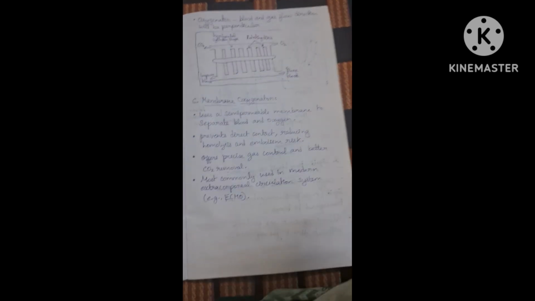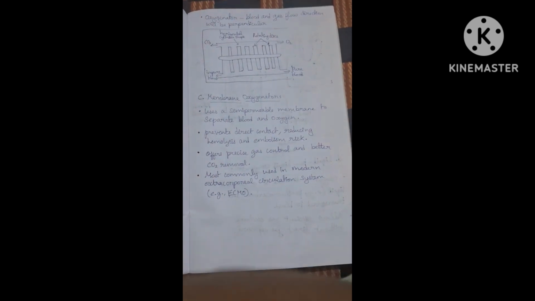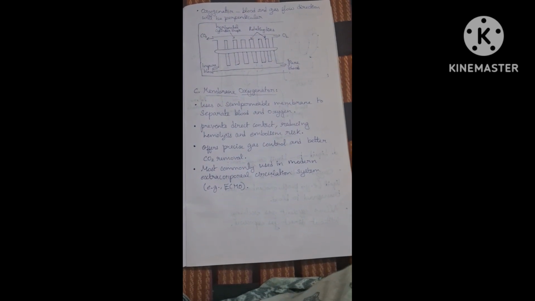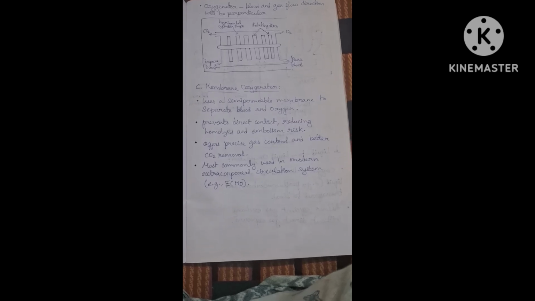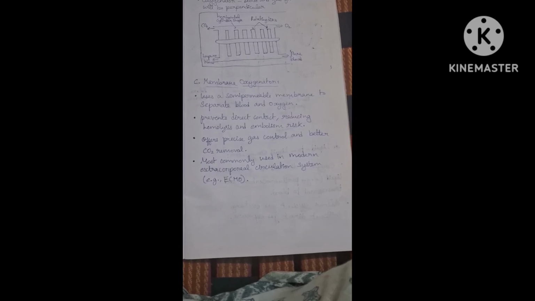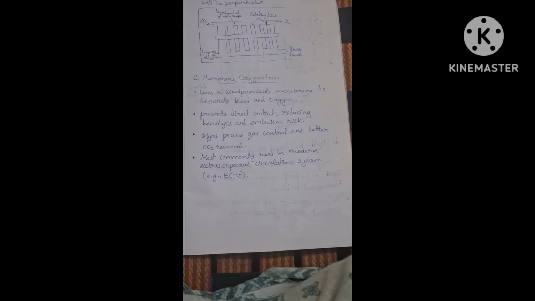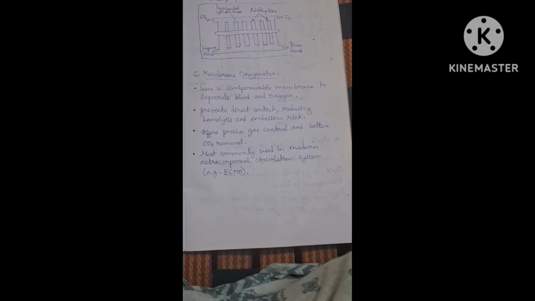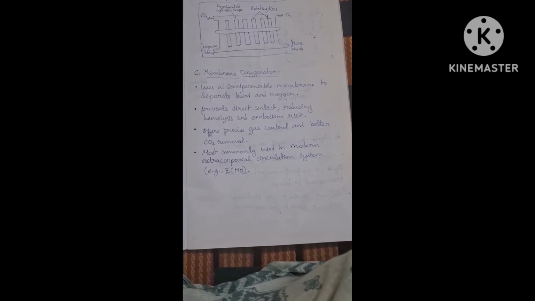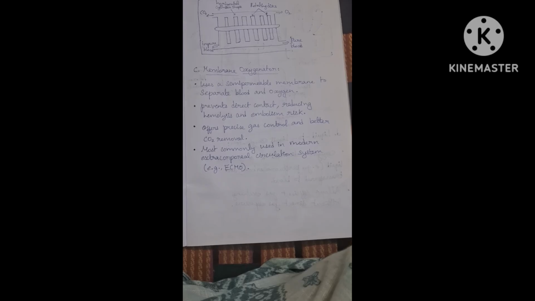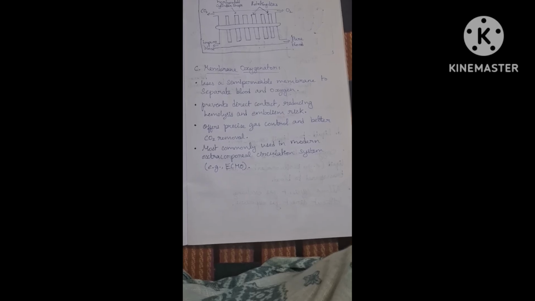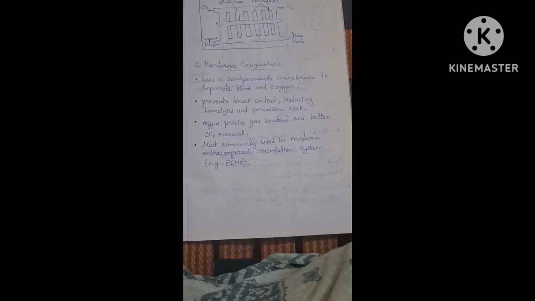Okay. The membrane oxygenator uses a semi-permeable membrane to separate blood and oxygen, prevents direct contact, reducing hemolysis and embolism risk, offers precise gas control and better CO2 removal. Most commonly used in modern extracorporeal circulation systems. Example, ECMO.